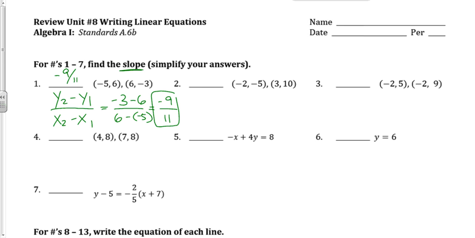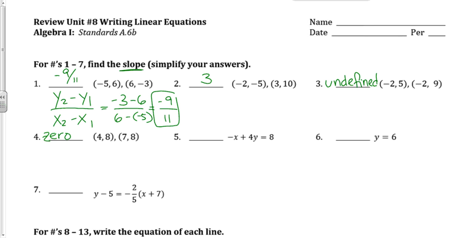Number 2, you should get positive 3 once you simplify. Number 3, you're going to get undefined. Remember that if the 0 is in the denominator, it's undefined, whereas in number 4, the 0 is in the numerator, so the answer is simply 0.